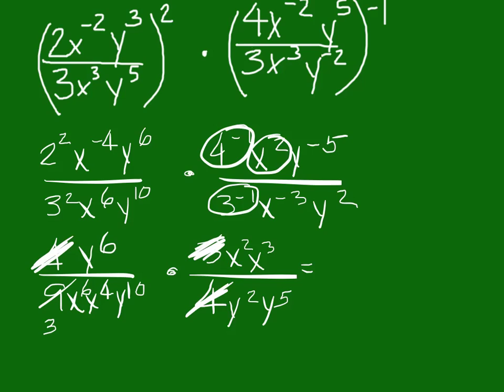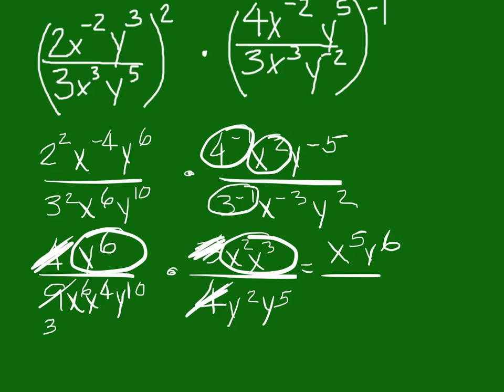So over here, you're going to end up with an x to the 5th, y to the 6th when you multiply this by this. And then on the bottom, you'll certainly have a 3. And for your x's, you'll have x to the 10th, and then y to the 15th, which comes from here.